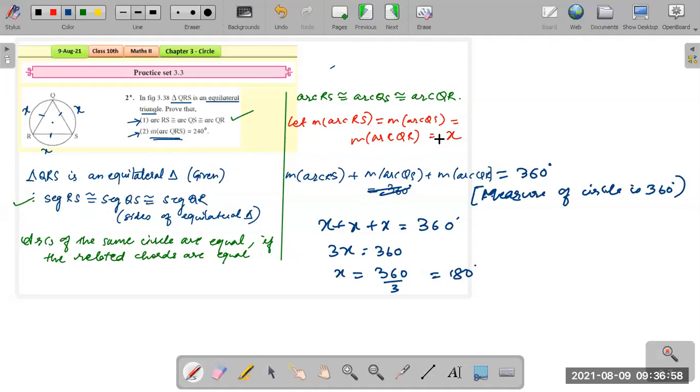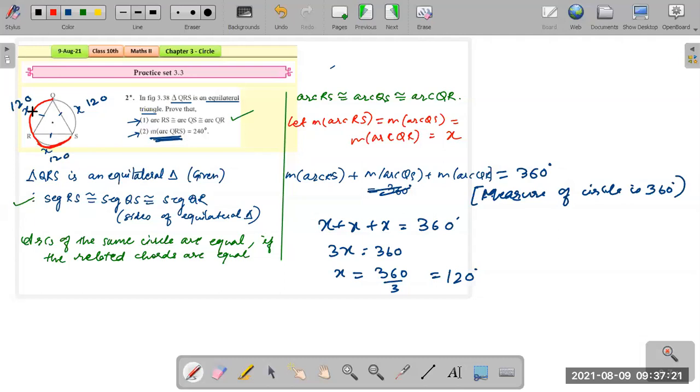Now 1X is 180 degrees, that means, I mean to say, yeah, that should be 120, right? It will be 120 degrees. So all 3 of them individually, it is 120, 120 and 120. Now they are asking what is the measure of arc QRS. So let me highlight QRS. Just check, everyone. QRS is like this.